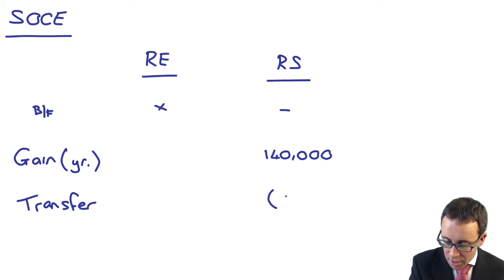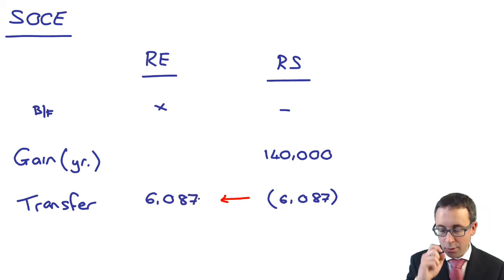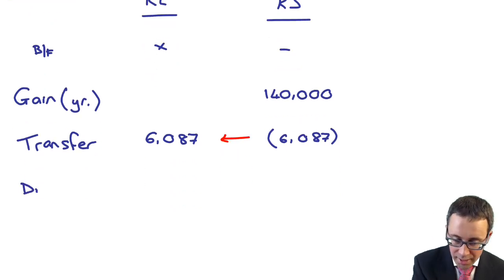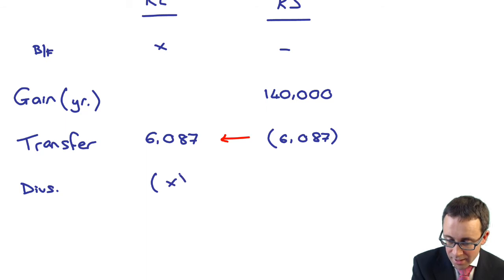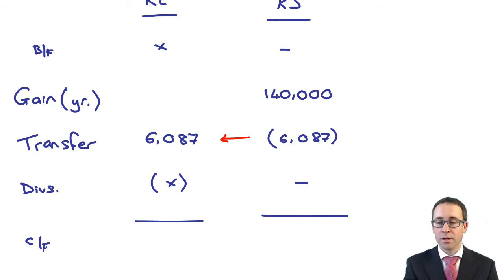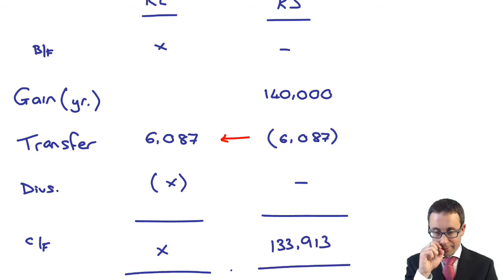So what we do is each year we take 6,087 from your revaluation surplus and we transfer that to your retained earnings. Because then what happens is that from your retained earnings you have your dividends that will be paid, and therefore the shareholders are in no worse a position with regards to the distributable profits that are available to them. Okay, again, just to complete, 133,913. Okay, there we go.